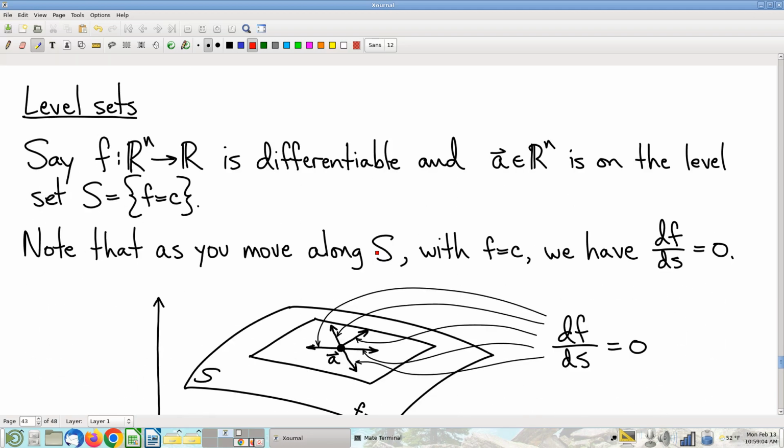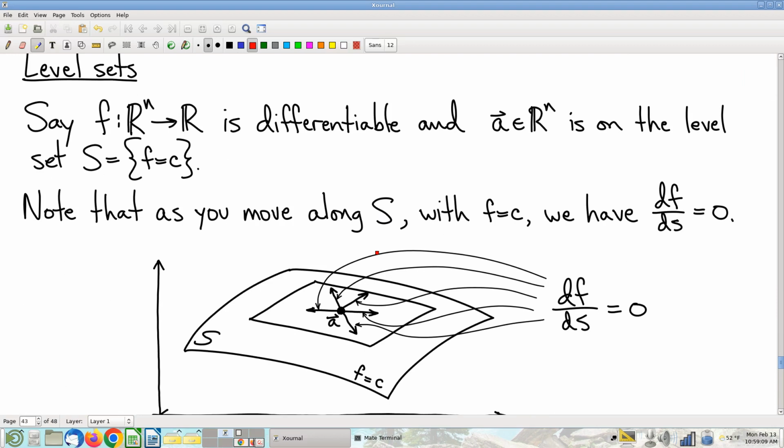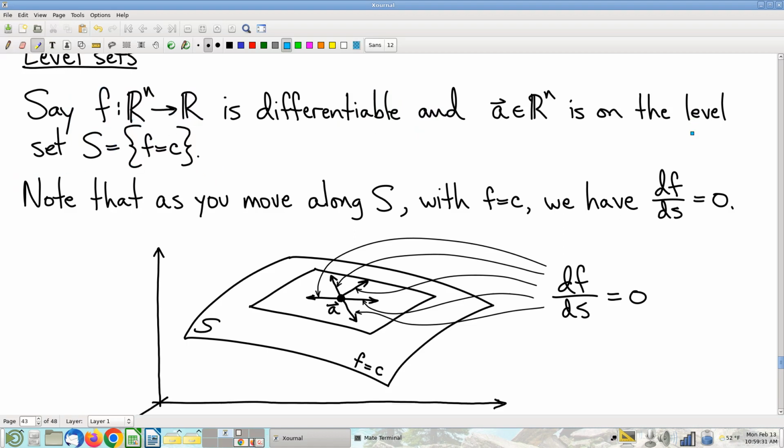So here's another neat thing about directional derivatives. It's going to help us understand the calculus of level sets, of which we only have a certain amount so far, but here's a little bit more. Suppose I have a nice differentiable function f of n variables, and suppose I'm looking at a level set where f is equal to some constant C. I've got a level set S.